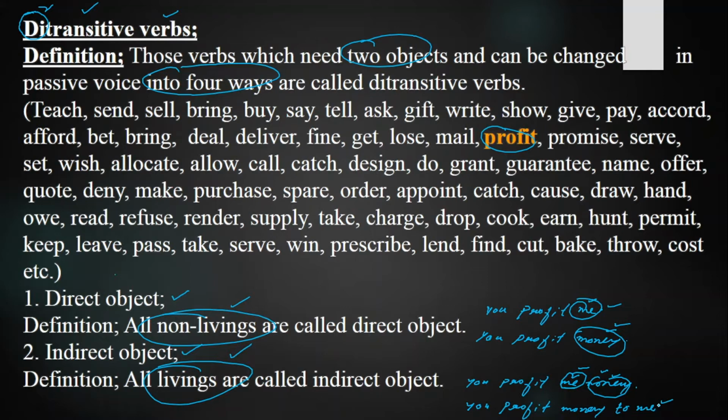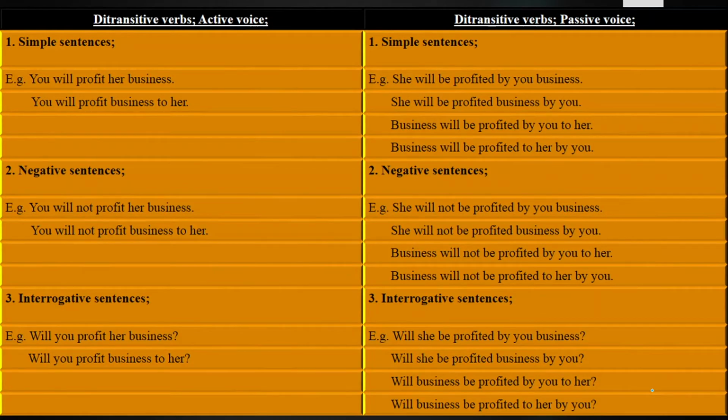Now we will discuss how. These are the two ways in active voice, and there are four ways to change them from active voice into passive voice that we will be discussing now. We will discuss the ditransitive verb profit from active voice into passive voice in the future indefinite tense. The future indefinite tense is used for future planned activities. Now we will be having the simple sentences of the future indefinite tense. Simple sentences are those sentences which make a simple statement.